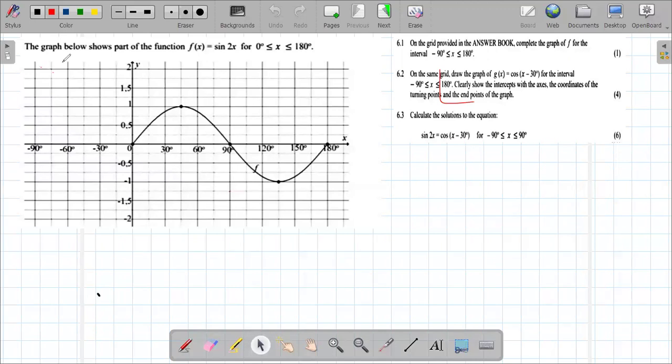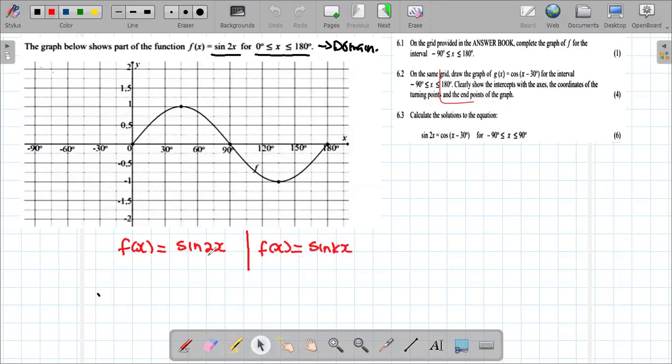The function below shows the graph of f of x equals sine 2x, for which x is between 0 and 1. What is this? It is the domain. But looking at your function now, f of x equals sine 2x is the same thing as f of x equals sine kx. Compare these two. What is k?